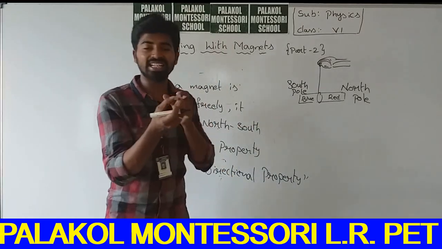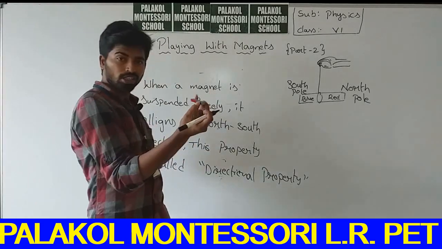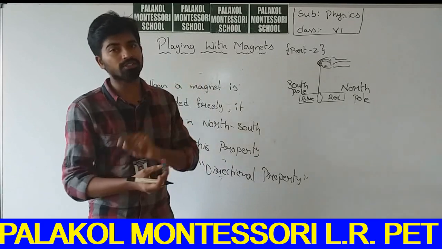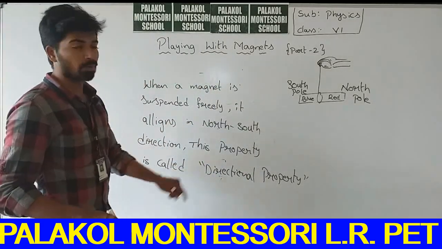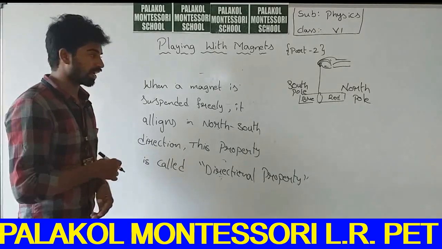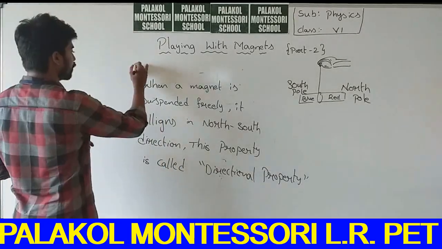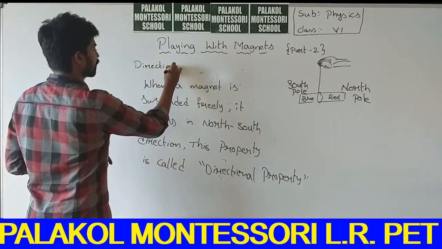So this is the directional property. It always arranges in the north-south direction. This property of the magnet is called the directional property. So this is a very important one. Directional property.